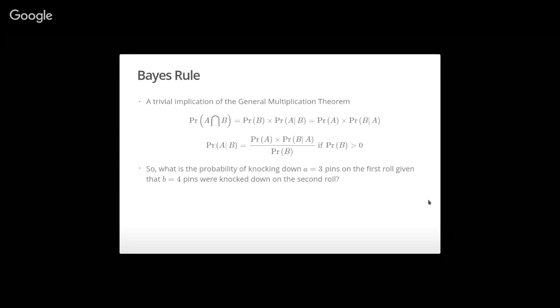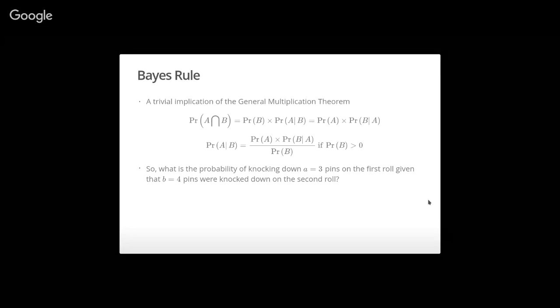Now, chronologically, that's kind of a weird question to ask, but imagine you just walked into a bowling alley and you hear somebody say, I knocked down B equal four pins on my second roll, but you don't know what happened on their first roll. You're uncertain. You didn't see that. So you need to come up with a probability distribution, a function that tells you the probability of knocking down A pins on your first roll, given the person told you that they knocked down B equal four pins on their second roll. You need to use Bayes' rule.